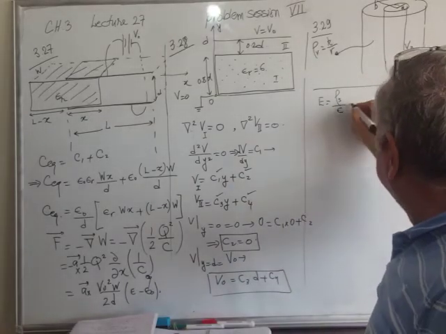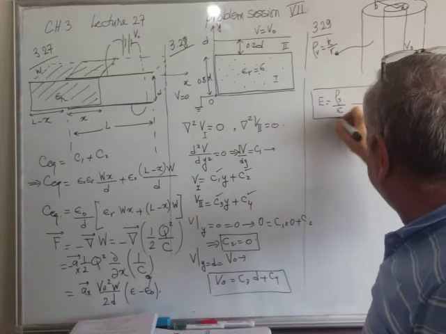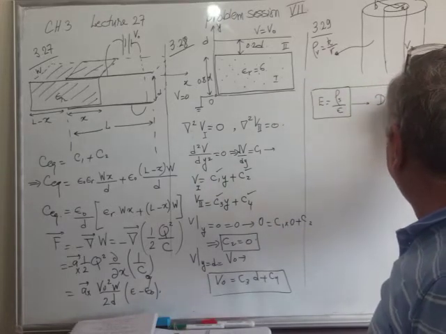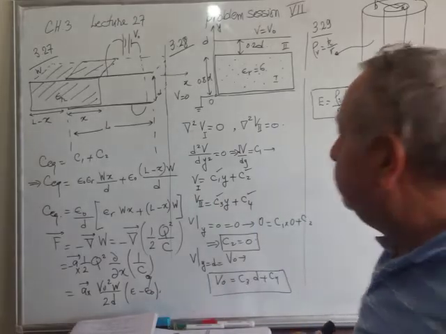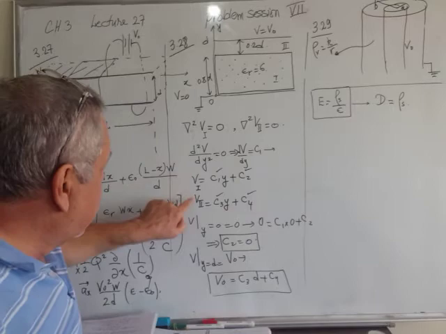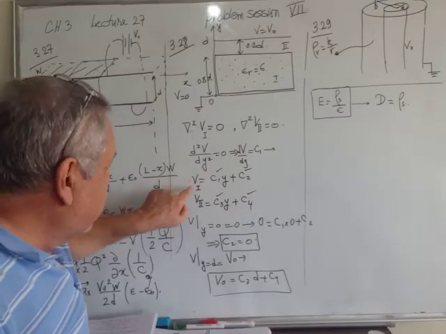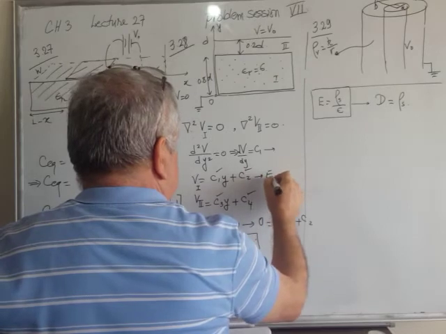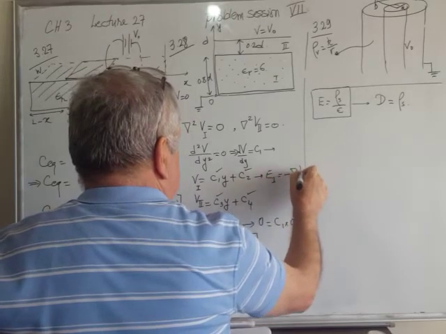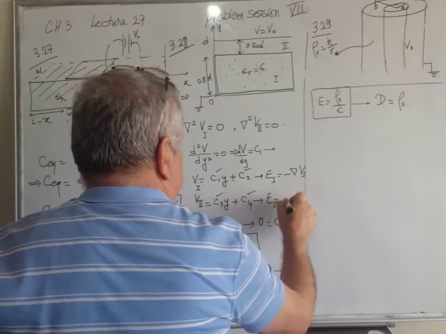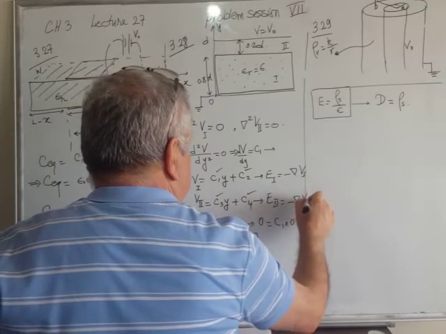Epsilon E is D. This means that the expression of E will be in a dielectric, D equal rho s. Okay? D equals rho s. Now here you have V and V. From this V and that V you can find the electric field. Electric field in 1 is minus grad V1. Electric field in 2 is minus grad V2.